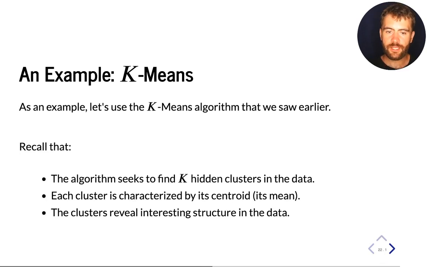So recall that K-means is an algorithm that tries to find k hidden clusters in the data, where k is a parameter that we get to choose. So we ask it for a number of clusters, and then it tries to find them, and each cluster can be represented by its mean, or by what we call the centroid, the mean of the cluster. And these clusters typically reveal interesting structure in the data.